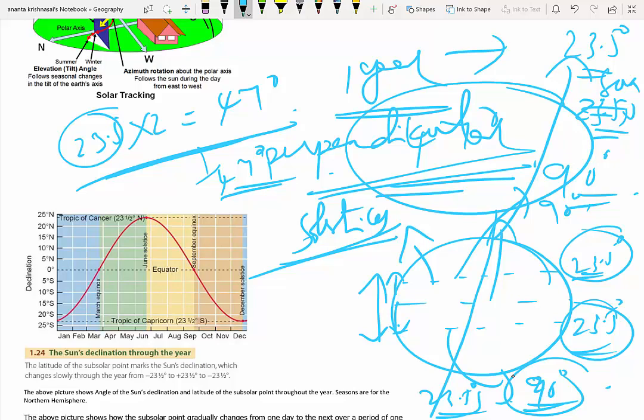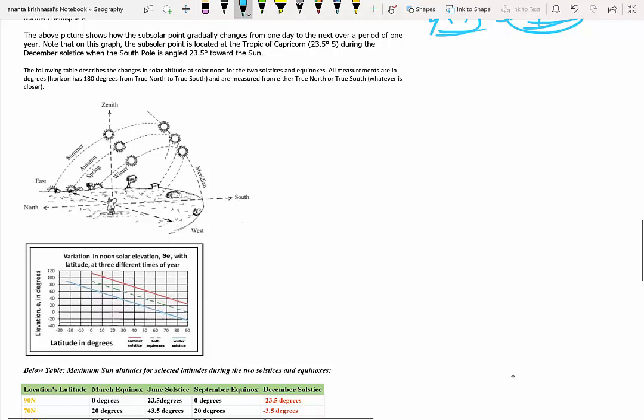Now the second statement must also be considered here. For understanding this, we must now look at what is this concept called subsolar point. Remember that there is a location on the surface of the earth, and on this particular location, on the day of any particular solar day, you find that at noon it is overhead.